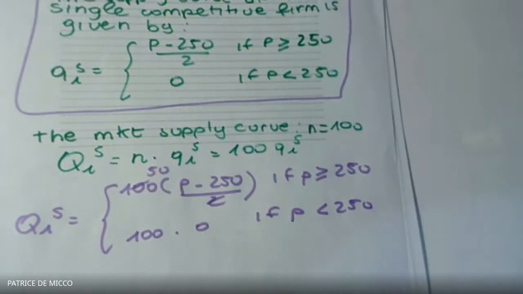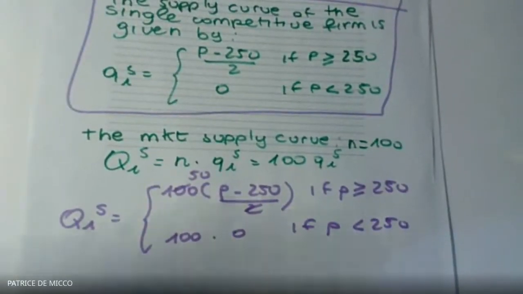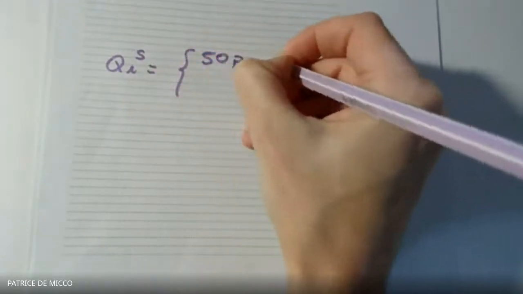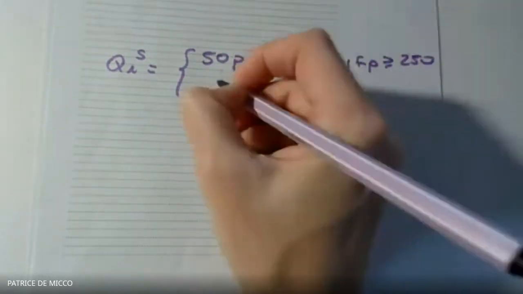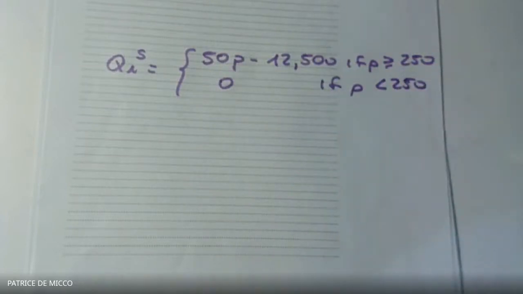So we can write the final result for the market demand as, and we write it here now. So basically we have that QS is equal to 50p minus 12,500 if P is larger or equal than 250, while 0 if P is lower than 250. And we are done with this first point. Okay? Okay. And now we move on.